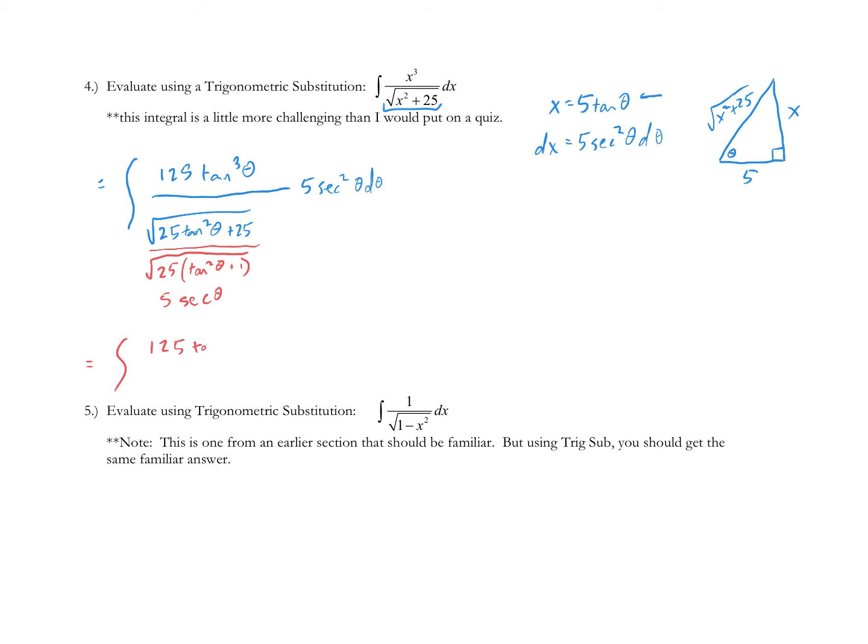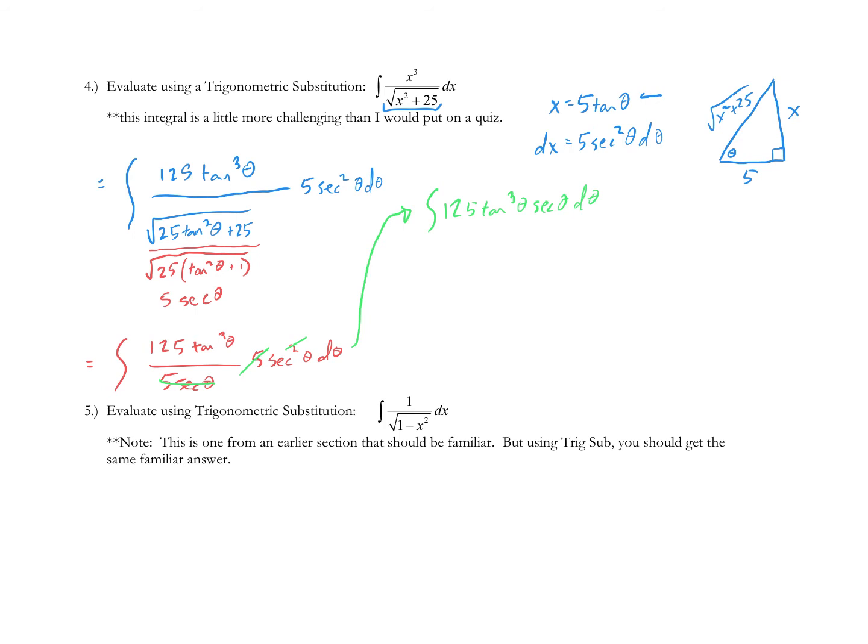125 tangent cubed theta over 5 secant theta times 5 secant squared theta d theta. Do a little cancellation. That 5 secant with that 5 and one of those secants. And our simplified integral now says the integral of 125 tangent cubed theta secant theta d theta.